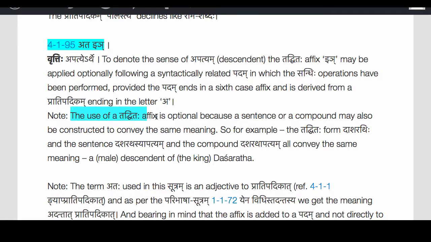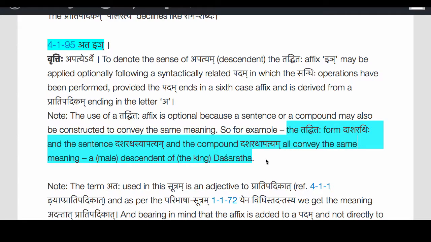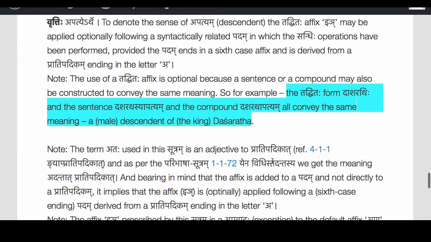Okay, let's take a look at the first note here. It says that the use of a tadhitaha affix is optional because a sentence or a compound may also be constructed to convey the same meaning. So for example, the tadhitaha form Daśaratha and the sentence Daśarathasyapatyam and the compound Daśarathapatyam all convey the same meaning, a male descendant of King Daśaratha.